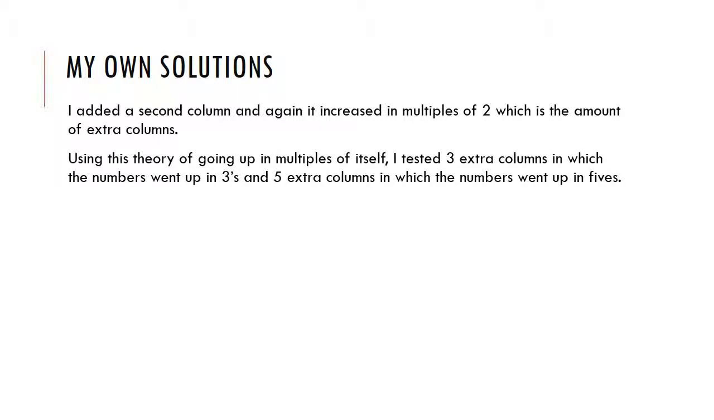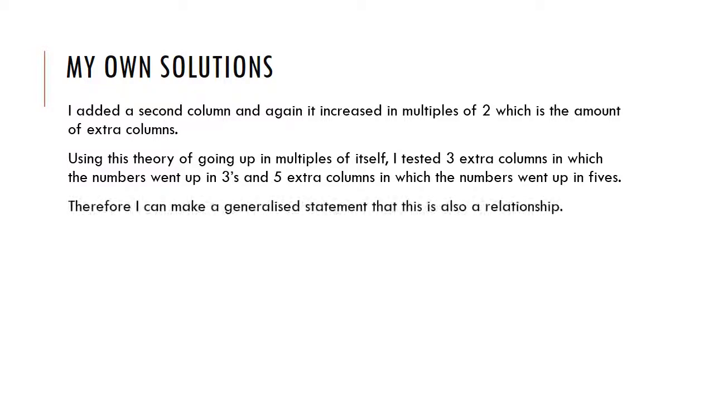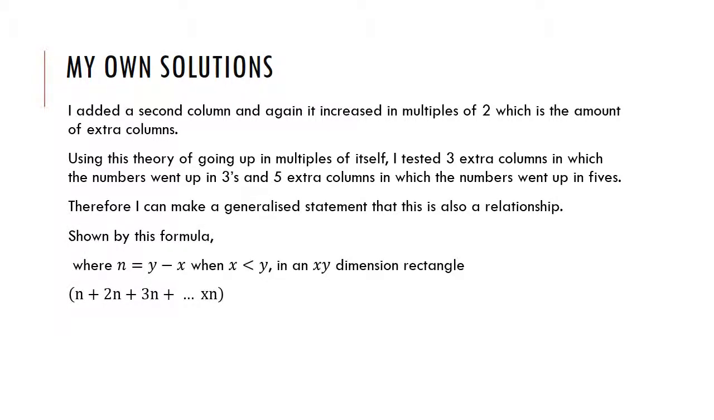Using this theory of going up in multiples of itself, I tested 3 extra columns, in which the numbers went up in 3s, and 5 extra columns, in which the numbers went up in 5s. Therefore, I can make a generalized statement that this is also a relationship, shown by the formula, where n is equal to y minus x when x is smaller than y in an xy dimension rectangle, n plus 2n plus 3n plus ... xn is equal to the squares in the extra columns.